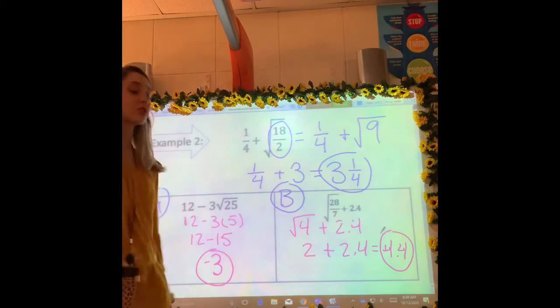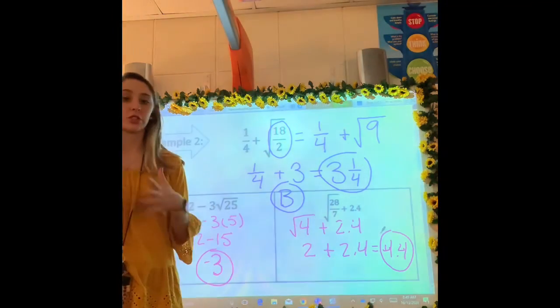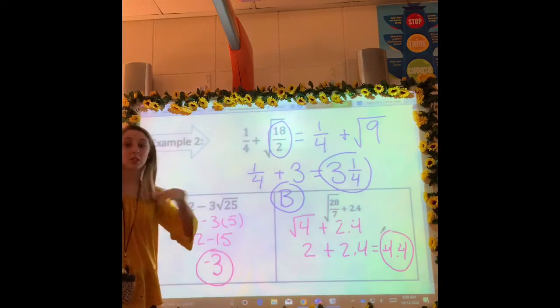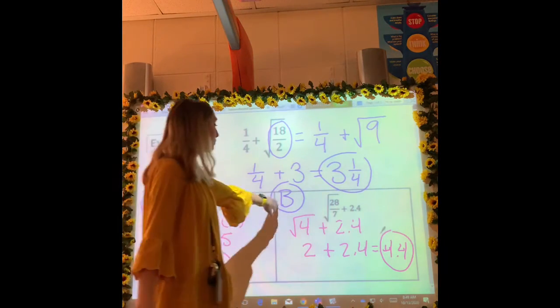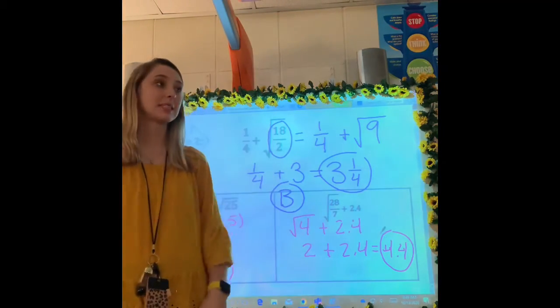All right, so the answers are on the screen. A, you should get -3. That goes back to your integer rules. So you got 12 minus 15, so you had to add the opposite. And then for B, you should get 4 and 4/10. Okay? Like I said, should be a piece of cake.